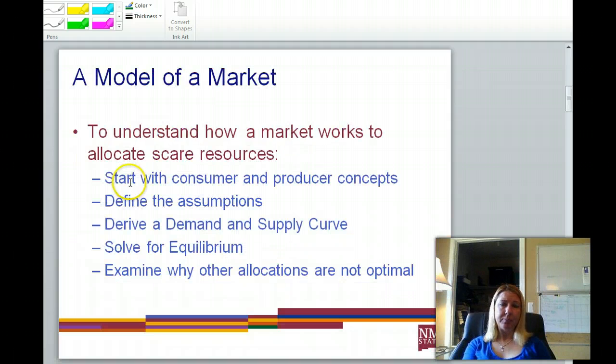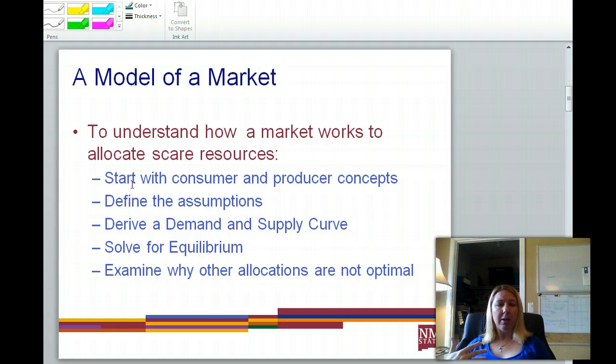So when we look at a model of a market, we really want to think about what is a market. We started out talking about Adam Smith and looking at Adam Smith's view of a market, and we're all, especially in the West, accustomed to thinking about markets. But really, what is a market, and how does a market work to allocate scarce resources?